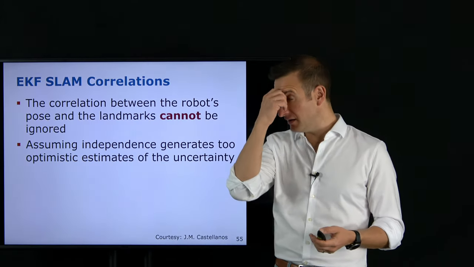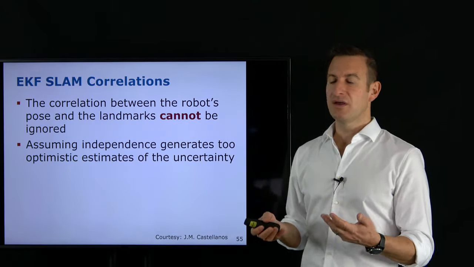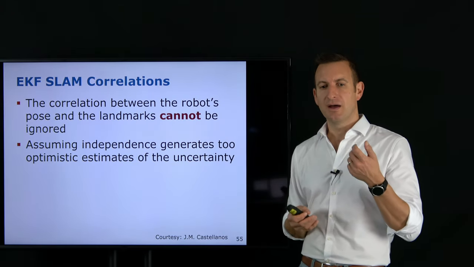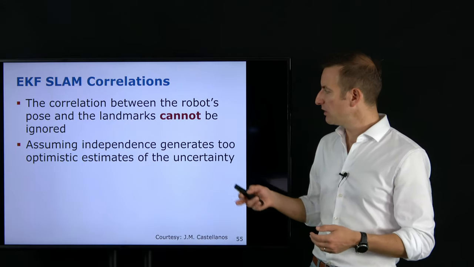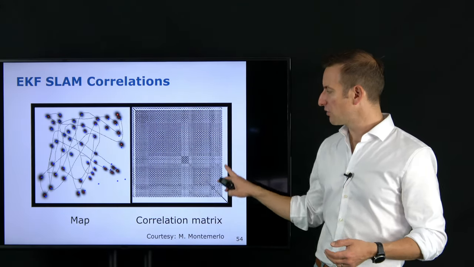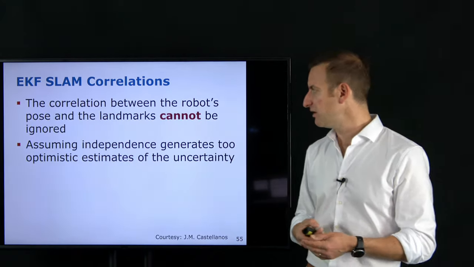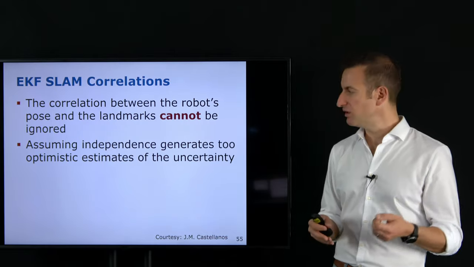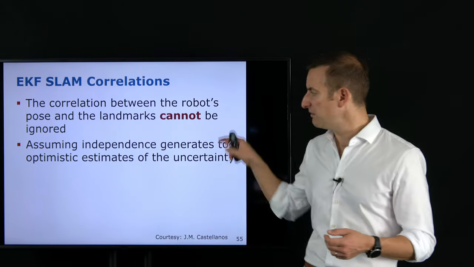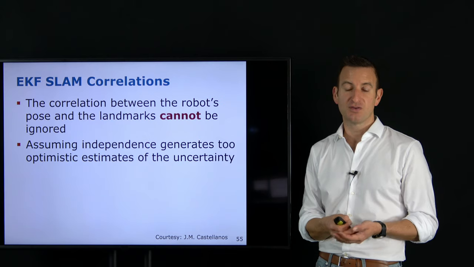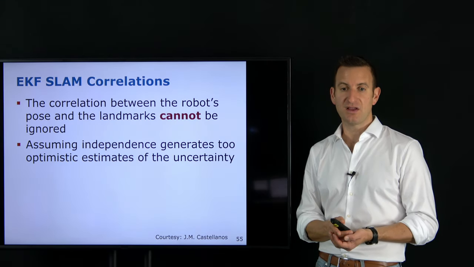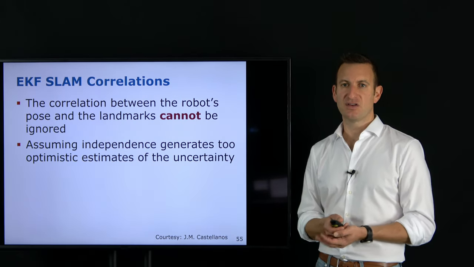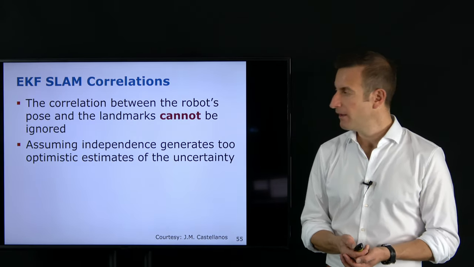This also means that the correlations of the estimates of the landmarks, and also between the poses and the landmarks, cannot be ignored. If you ignore these correlations over here, you would get a too optimistic estimate of the uncertainty, because it would basically mean you're setting all the other uncertainty values to zero, and this would not be the right way to go. So you can't ignore the correlations that exist between your landmark locations.